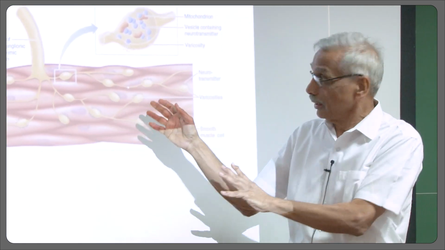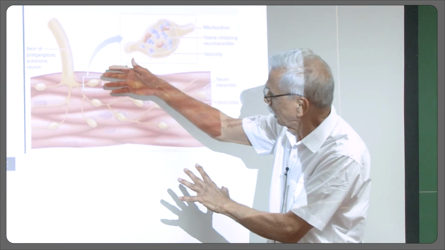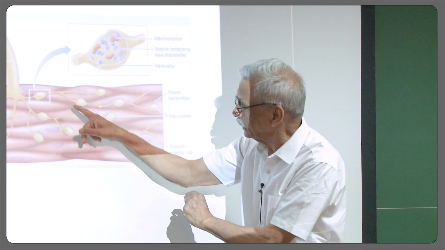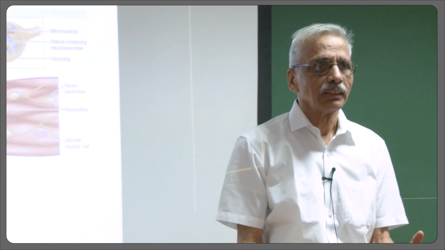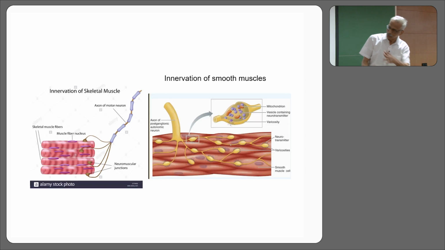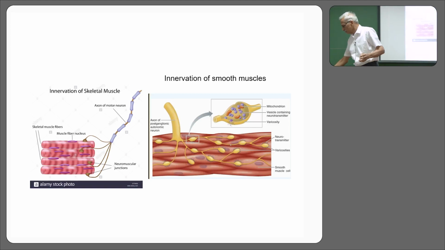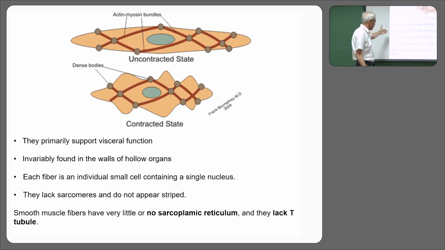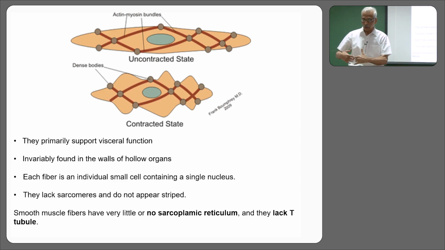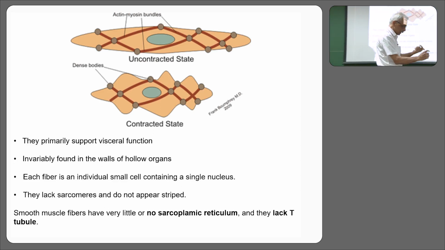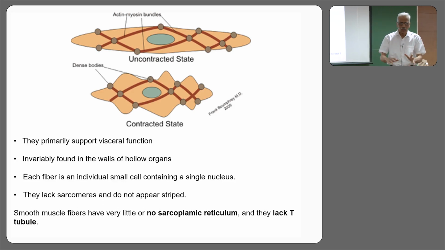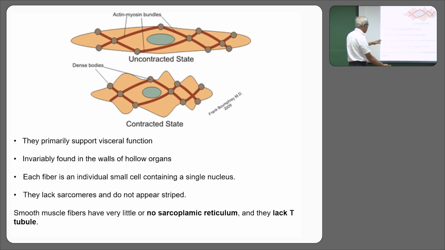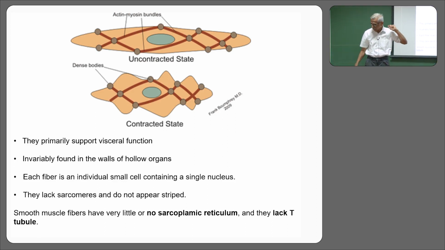Not so here. Here we have already seen there is a nerve supply, and these are what you call the beaded extensions. They will release their neurotransmitter, but if one cell is excited, through gap junctions the second cell, third cell get excited. So it will continue. So what are the smooth muscles? They primarily support visceral function. Visceral means in your alimentary canal. If you open the body wall, you have liver, pancreas, different parts of the alimentary canal. All those organs we call visceral organs, and each fiber is an individual small cell. Another interesting point.